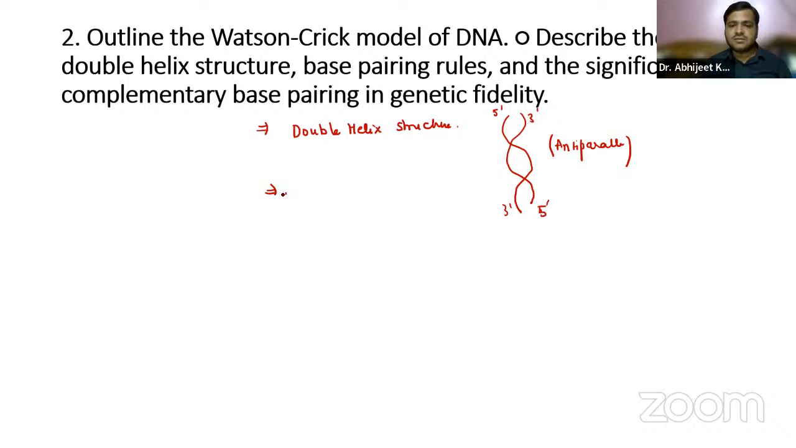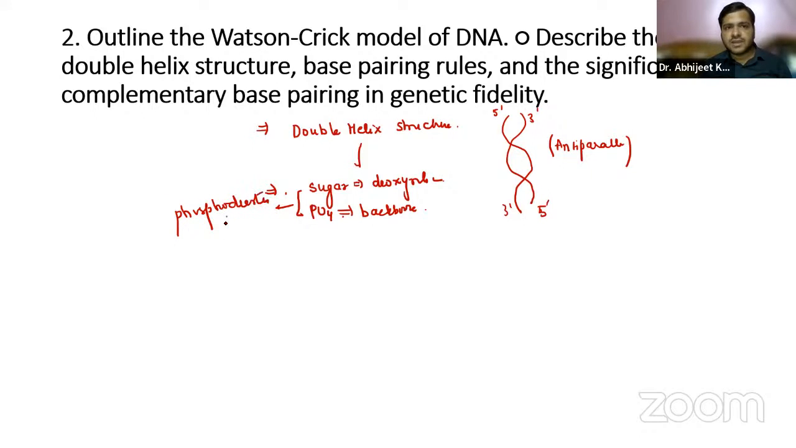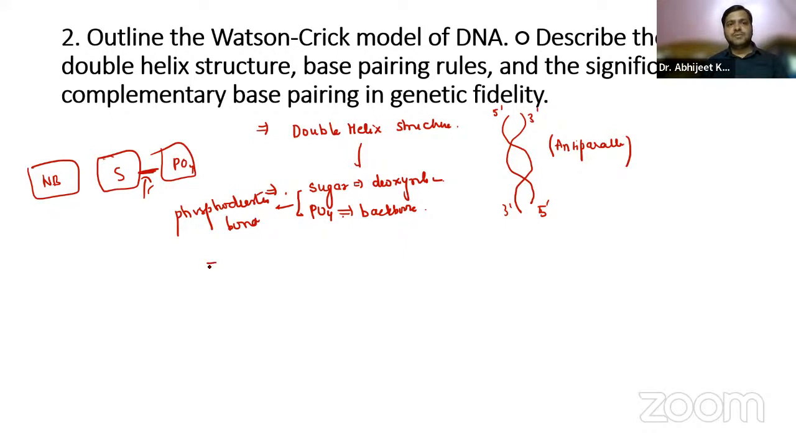So basically, this helix consists of the pentose sugar, and you already know it is the deoxyribose sugar. It also contains phosphate groups. This phosphate forms the backbone of the DNA, right? The sugar and the phosphate are linked together by phosphodiester bonds. We have the nitrogenous base, the sugar, and the phosphate. Now the base pairing rule: adenine pairs with thymine with 2 hydrogen bonds, and guanine pairs with cytosine with 3 hydrogen bonds, right? That is something you have to remember.